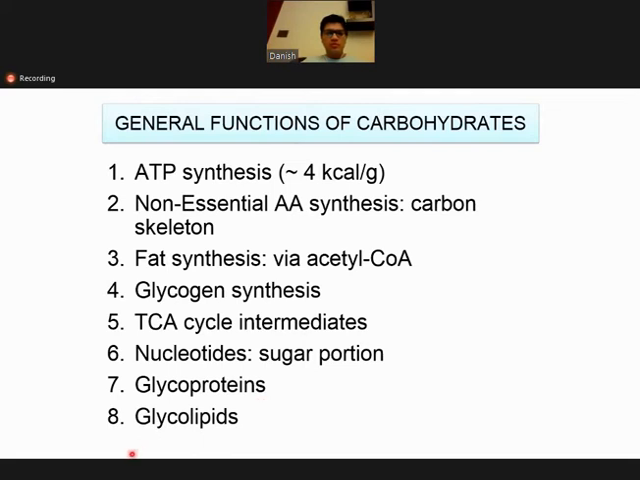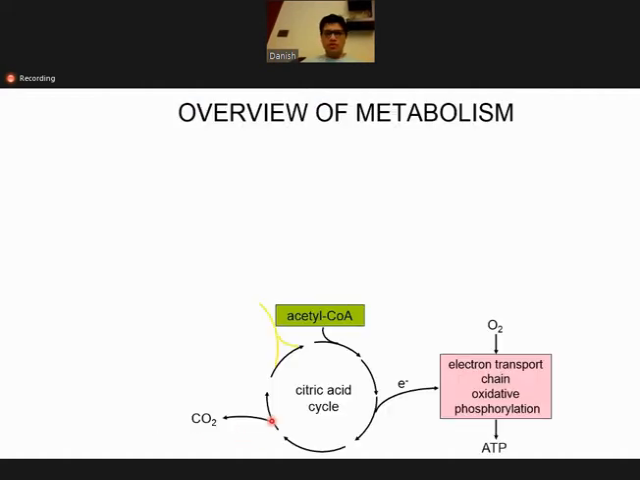Then we have glycolipids, which are also synthesized by addition of carbohydrate to the lipid. So there are various functional carbohydrates. They can provide energy. They can synthesize amino acids, fat, glycogen, TCA cycle intermediates, and nucleotides, the building blocks of nucleic acids like RNA and DNA. Then the glycoproteins and glycolipids are also synthesized from carbohydrates.